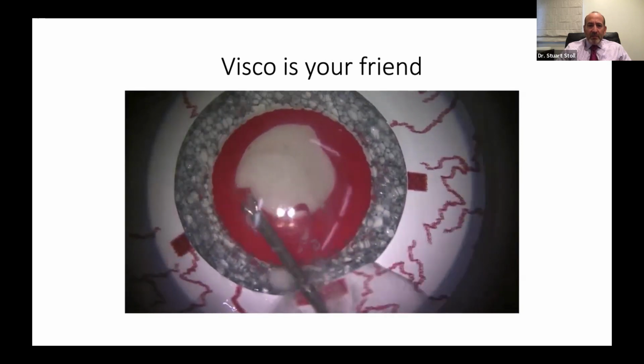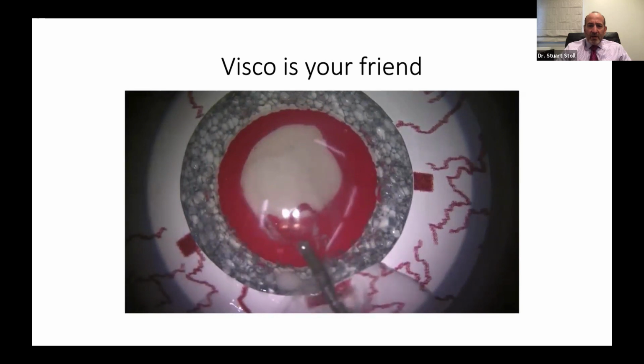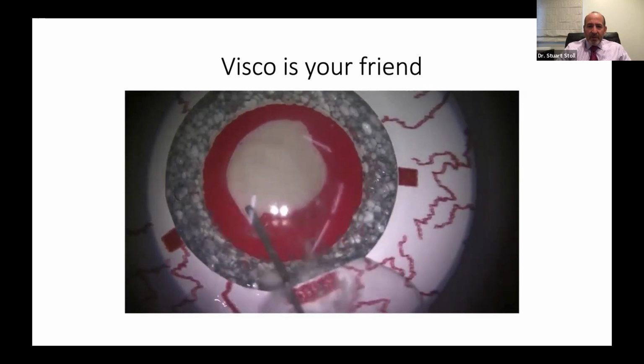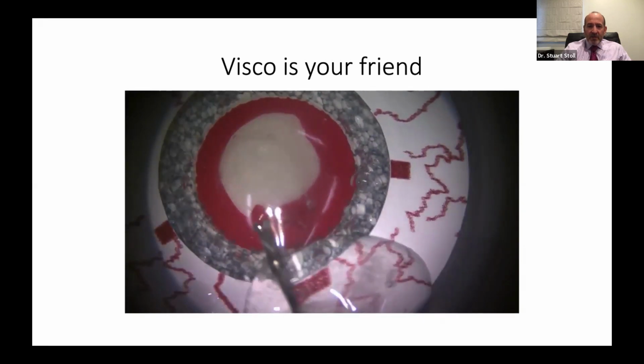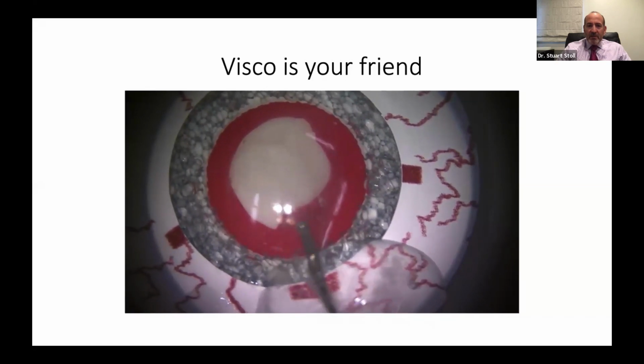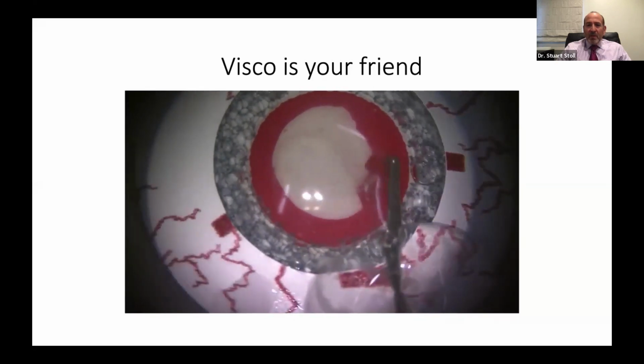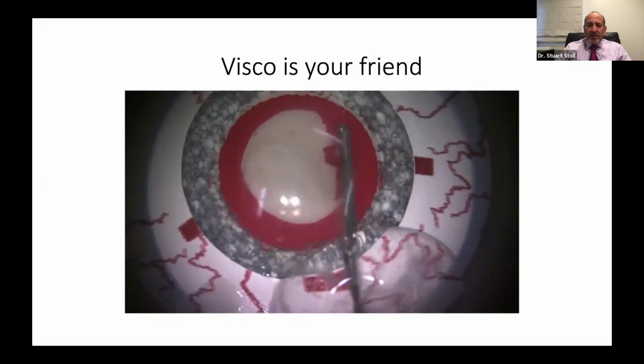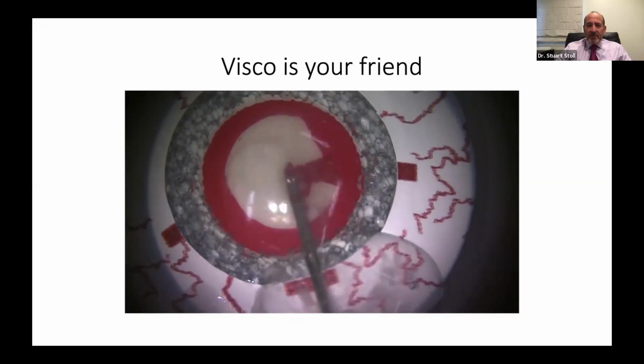And make sure you can always see. It's a little bit hard to see right there. I can't see the point of propagation. More visco, clear up that view, re-grasp, and continue on doing your work. So viscoelastic is cheap. It's a lot less expensive than vitreous loss, right?